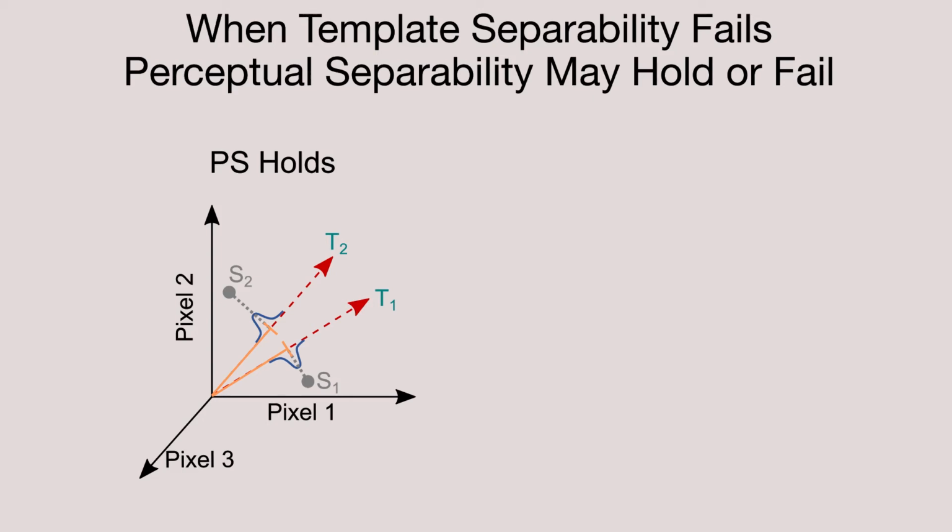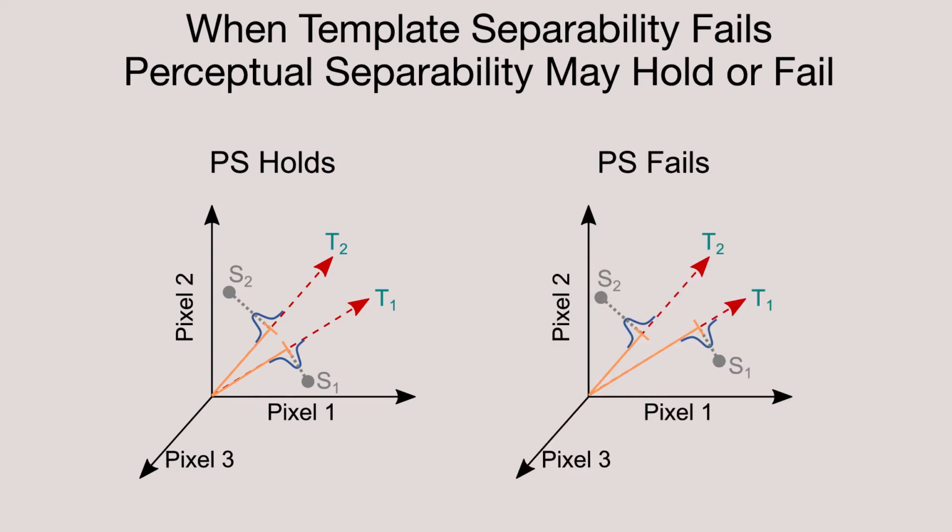Actually, the clarity of this example is obscuring how easy it is to obtain this result. In reality, S1 and S2 could be anywhere, and one could obtain perceptual separability by simply modifying the length of the two template vectors. Finally, when template separability fails, perceptual separability can also fail. This is observed in this last example, in which two stimuli produce different values of evidence when projected to their corresponding templates of equal length.